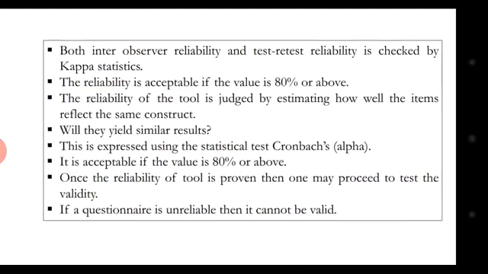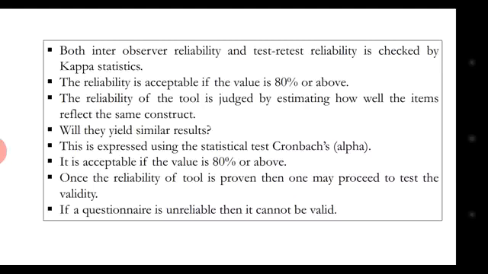But how to check it? Because this is very much important. So we have one statistic called kappa statistics, and this is actually used to check both inter-interviewer, or you can call it inter-observer, and test-retest reliability. Suppose you get the reliability value to be 80% or above, you say that you have both test-retest reliability and inter-observer reliability.